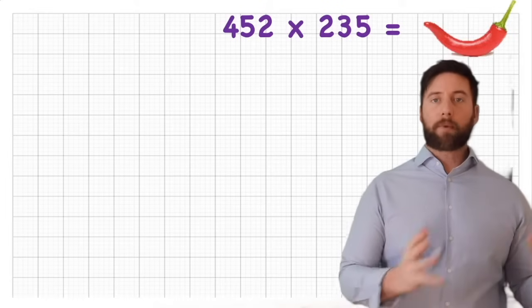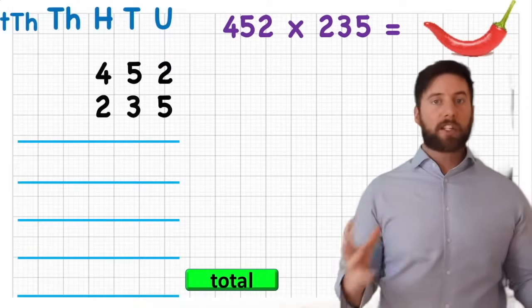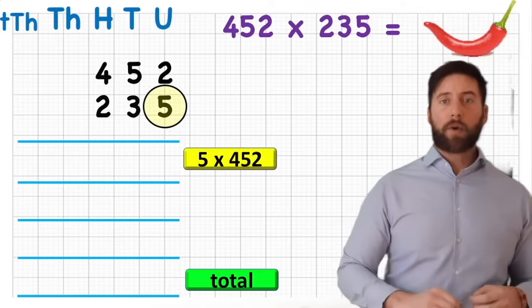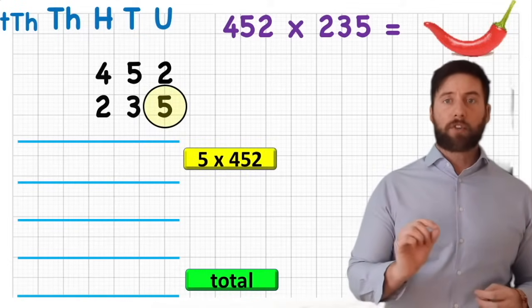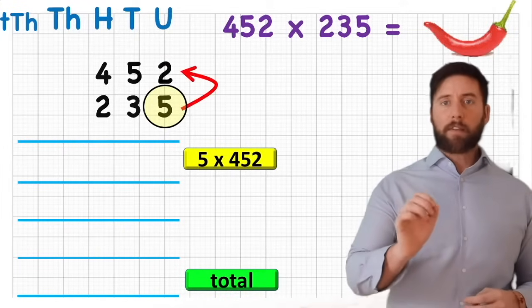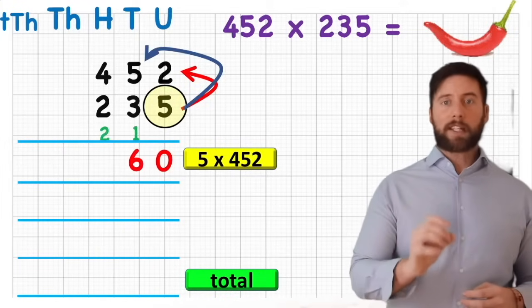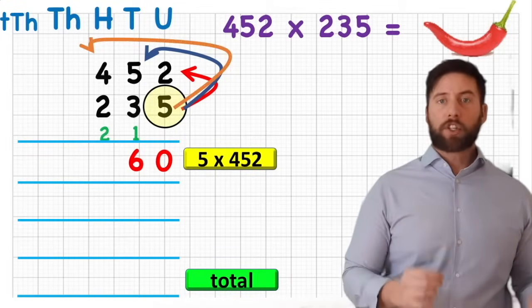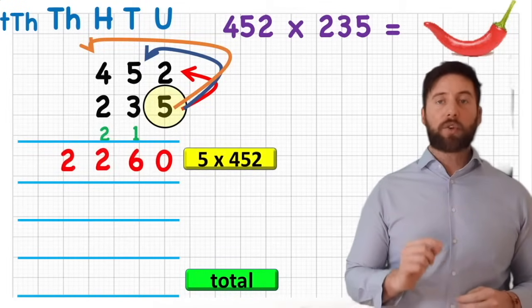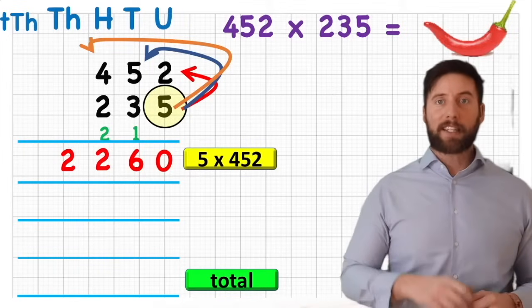So we're going to carry on like we did before, and we're going to understand that we're going to partition it all, okay? So all we're doing for this first line, for this first row, is we're still multiplying 5 by 452. Okay, so 5 times 2 is 10, good. 5 times 5 is 25, add the 1 is 26. 5 times 4 is 20, add the 2 is 22. So our first row, 5 times 452, is 2,260.